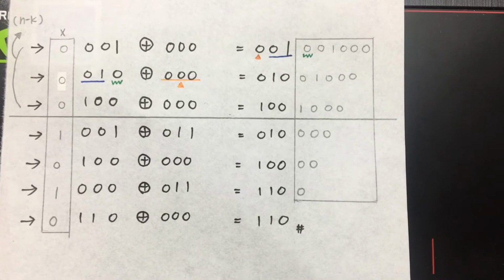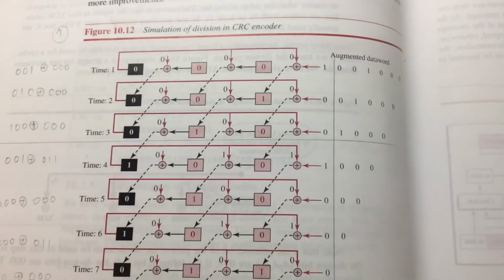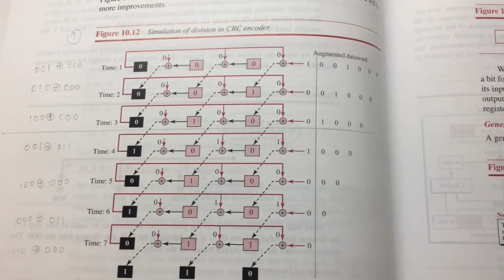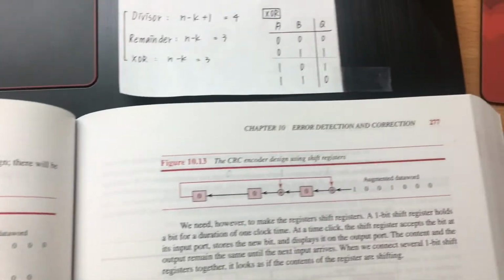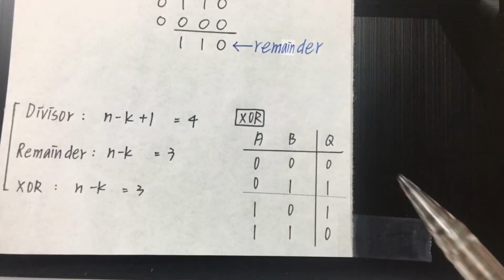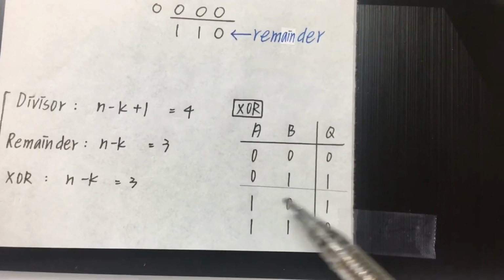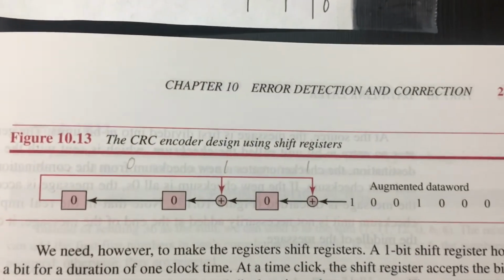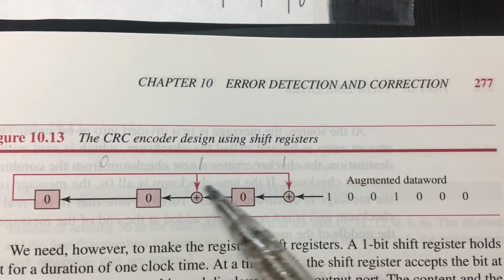Let's look at figure 10.12 in the textbook. We can find they have the same formula. We can simplify the design to figure 10.13. If one of the inputs is 0, then the other input decides the result. That's why 2 XORs are enough in this example.